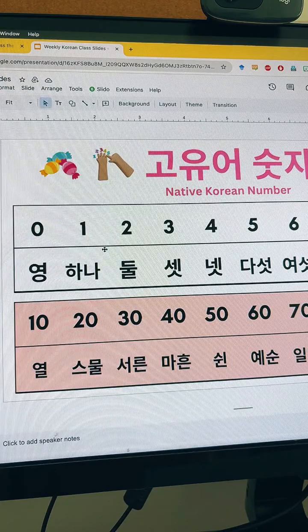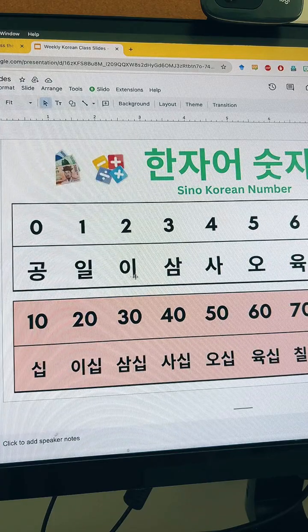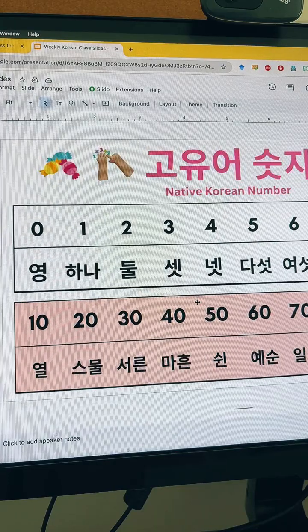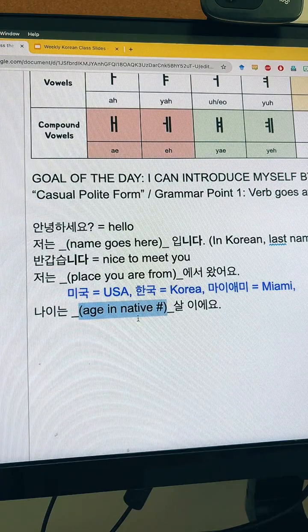And babies, when they learn numbers for the first time, they tend to learn the native numbers first. The parents would teach them like 하나, 둘, 셋 before they say the 1, 2, 3 like that. Okay? So 하나, 둘, 셋, 넷. So now going back to our lesson, 나이는 blank 살이에요.